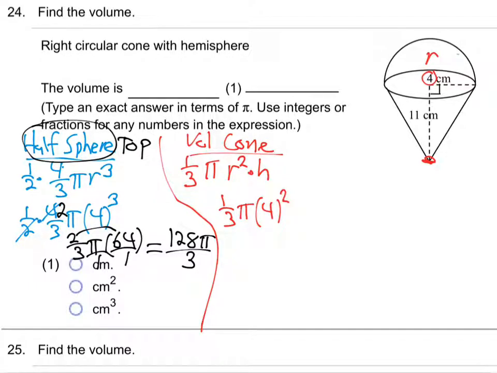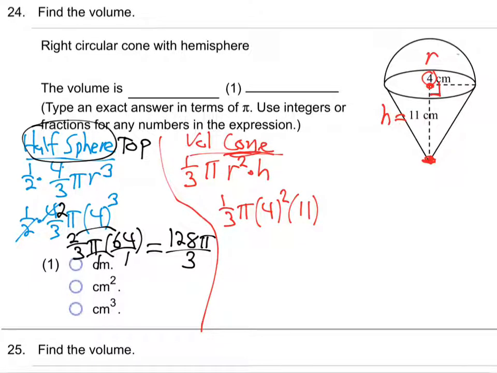Times the height. Now the height is the 11. Now you might think, well, that's not the height of the whole shape. No, but it's the height of the cone, and I'm doing the cone right now. That's from the tip top of the cone to the bottom of the cone, straight down at 90 degrees. That's always how height works. So the height is 11.